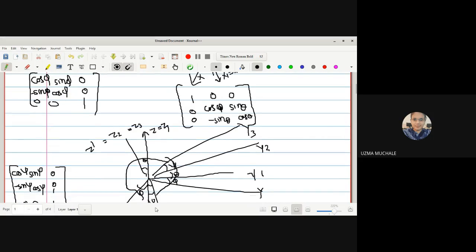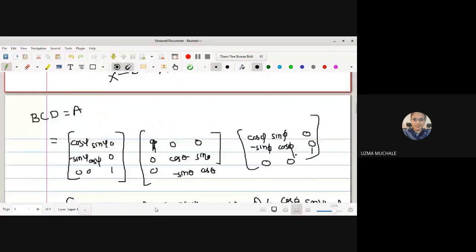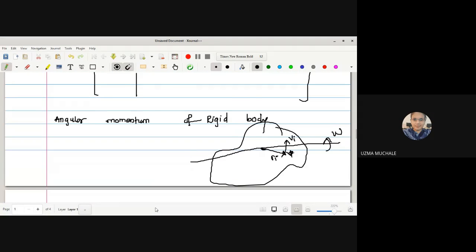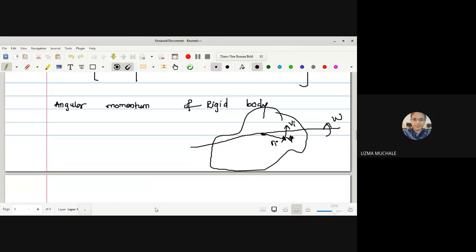So in the last example, for the last theorem, we have found the transformation from the space set of axes to the body set of axes. Okay. Now here what we have to do, we have to find out the angular momentum. If we are going to fix a rigid body at some position, say O, this is a position vector, and suppose this is a velocity.